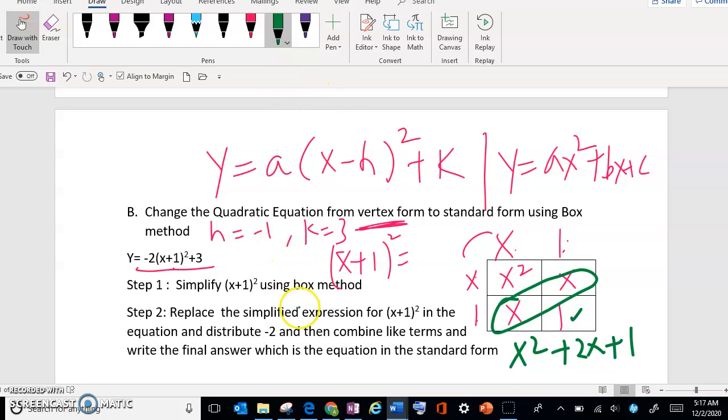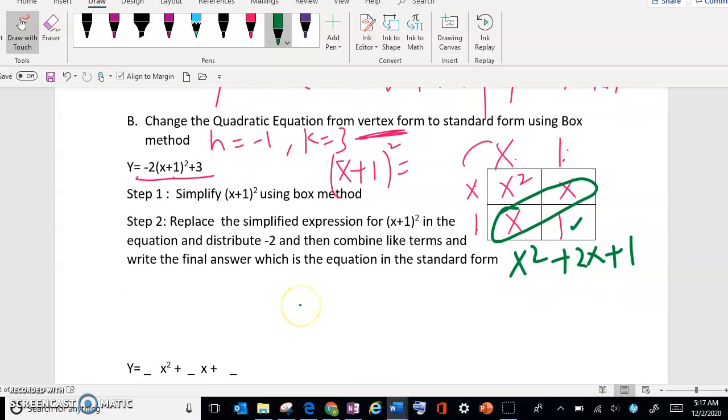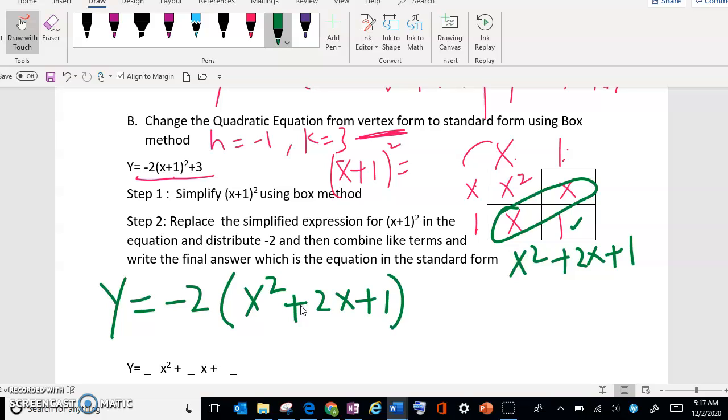So now what do I do? I just replace here. I write down y = -2, instead of (x + 1)², I simplified it. I'm going to write it x² + 2x + 1. So what did I do? I just simplified this part of my equation and I replaced it with the simplified form. Okay, so now I copy down the rest of the equation, plus 3.